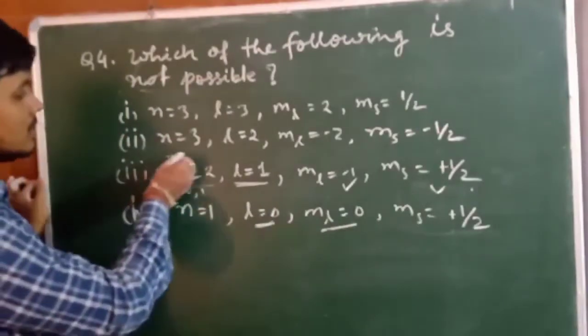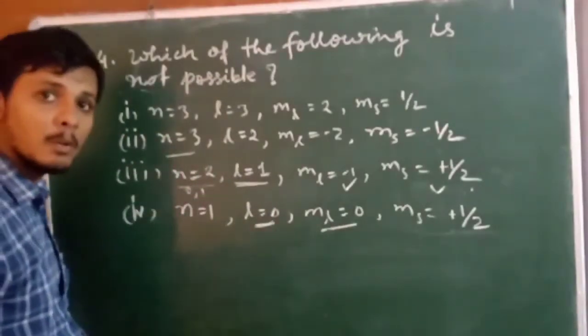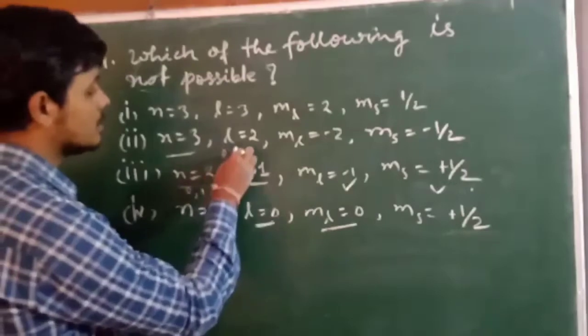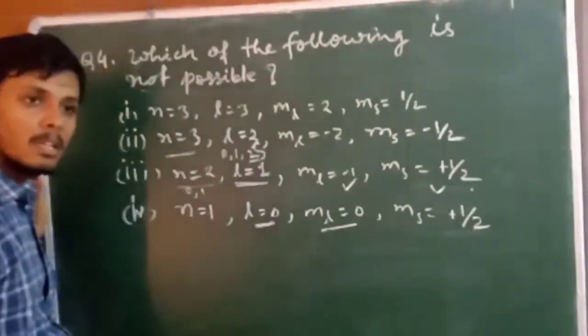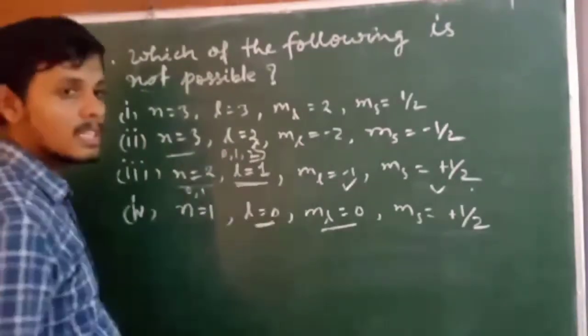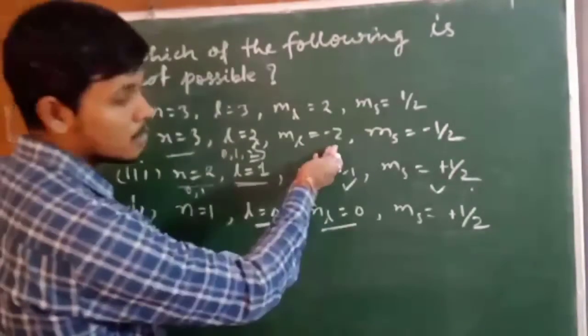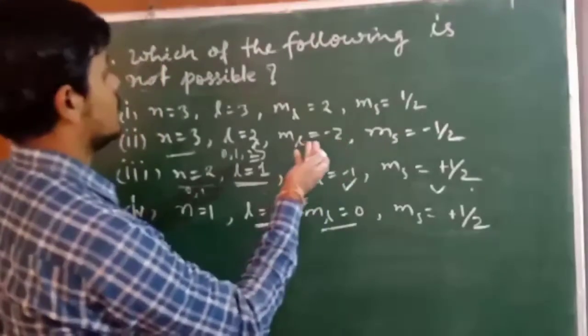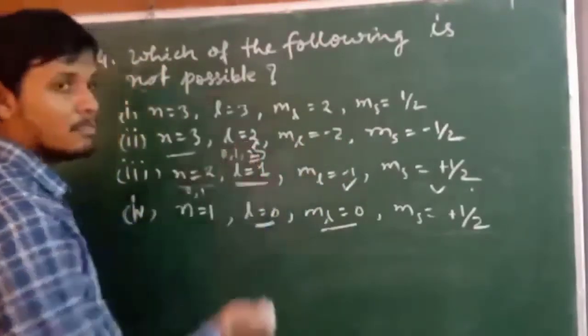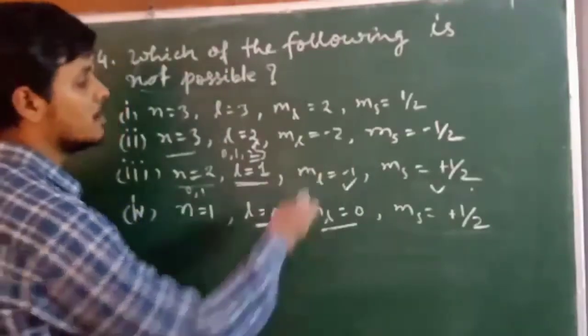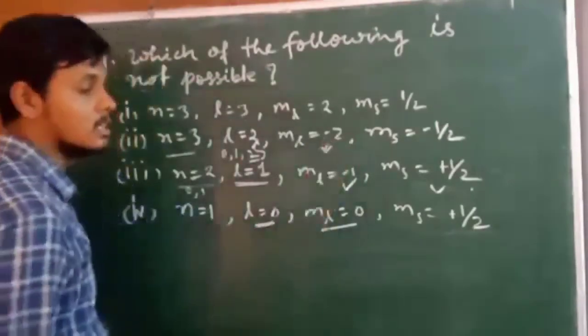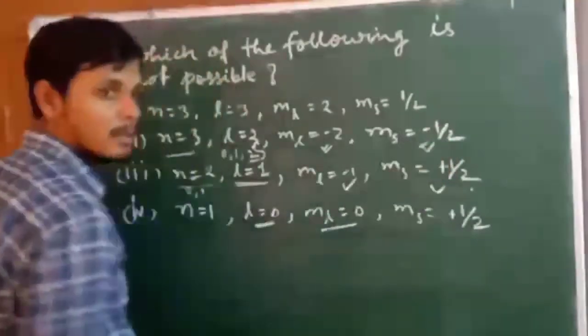Similarly, if I have n equals 3, then there will be three values of L: 0, 1 and 2. That means L equals 2 is possible. If L equals 2, I can have five values of ml, minus 2, minus 1, 0, 1 and 2. That means minus 2 is also possible. Similarly, minus half value of ms is also possible.